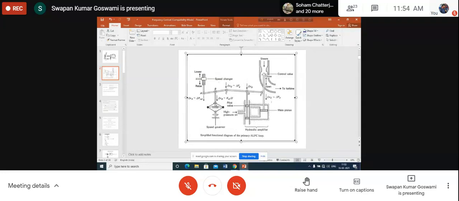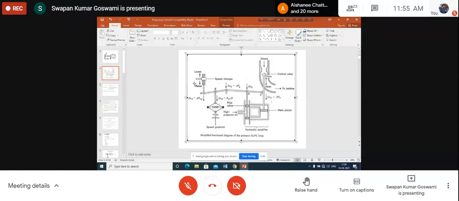Okay. Now, this arrangement is called a speed changer. What is the function of the speed changer? By this speed changer, you can give a power increase command to the speed governor, or a power decrease command. So when you give a power increase command, you give a raise signal, raise power. How? By moving the speed changer downward. If you move this position downward, then you will be giving a power increase command. How we are giving a power increase command, we shall explain.